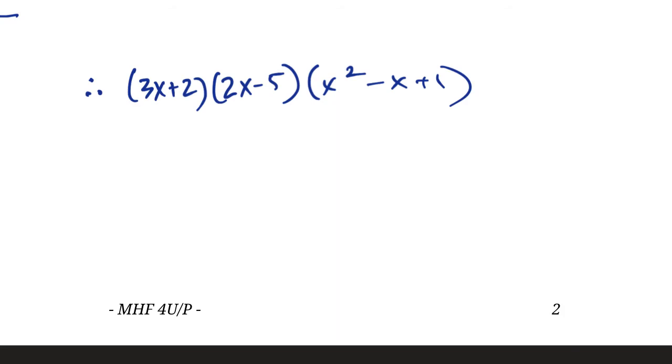So we should ask ourselves, can we further factor this? So using product and sum, we need two numbers that multiply to give us 1 and add to give us negative 1. Is that possible? No, right? There's no two numbers that multiply to give us 1 and add to give us negative 1. So what this is basically telling us is that this part here is not factorable.